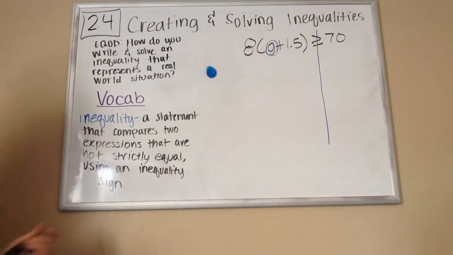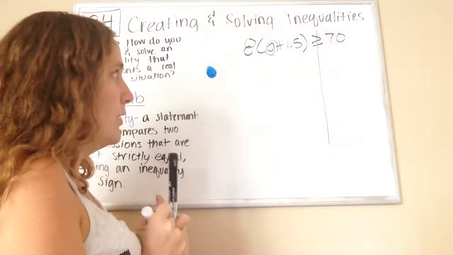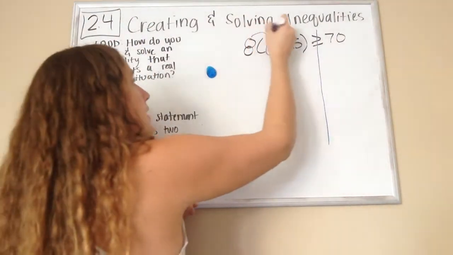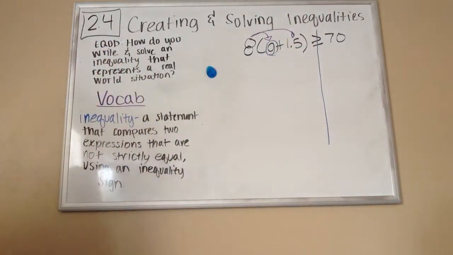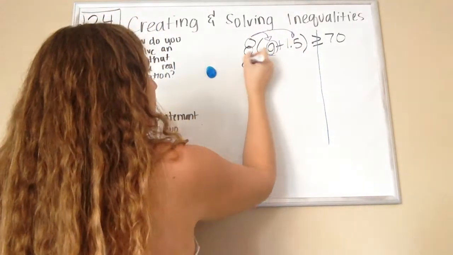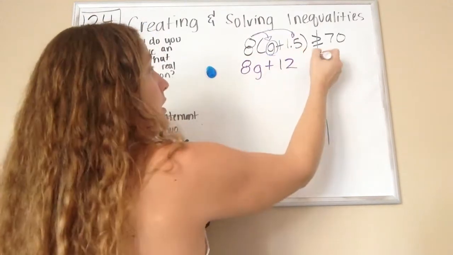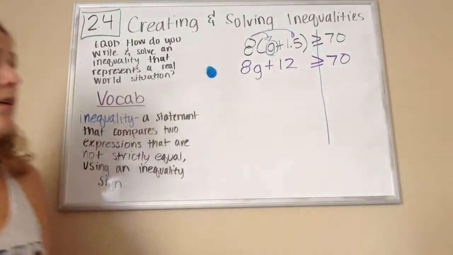So the first thing, a couple things we could do. We could divide by 8 on both sides. It's one step. But I'm actually going to use our distributive property just to practice it. So we're going to distribute out our 8 to both of these terms. And when we do that, we get 8g plus 12 is greater than or equal to 70, right?